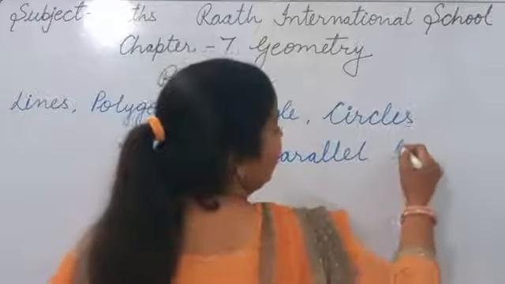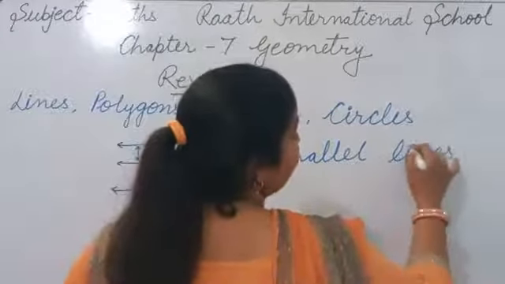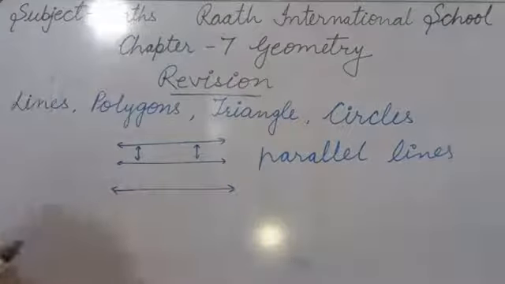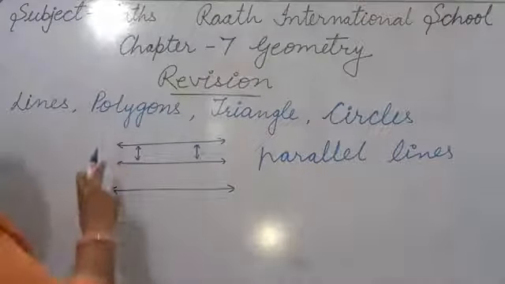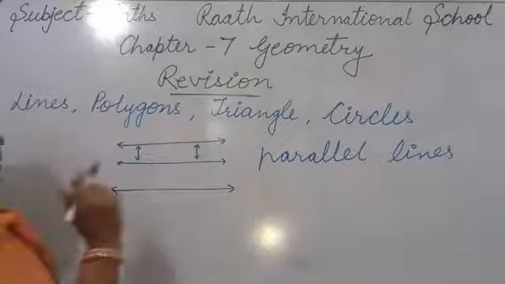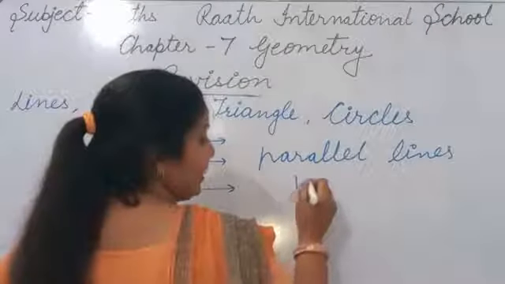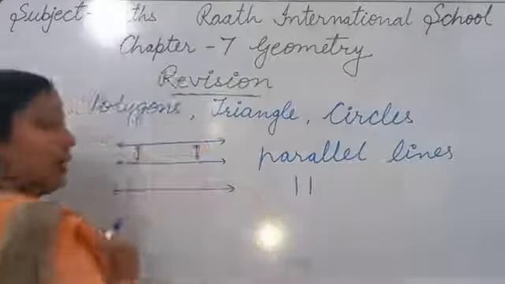P-A-R-A-L-L-E-L, parallel lines, because there is more than one, so we call them lines. So these lines are known as parallel lines. What is the symbol of parallel lines? Like this, ||. This is the symbol of parallel lines.